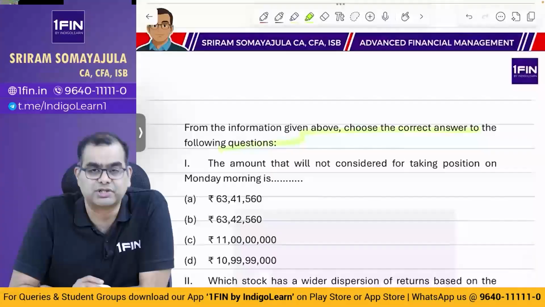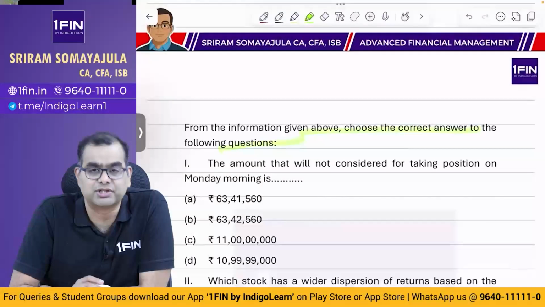Standard deviation is equal to under root sigma x minus x bar whole square by n. But if this is probability based, then it is under root sigma x minus x bar whole square into probability. There is no by n. This is the formula. So what is x bar here?